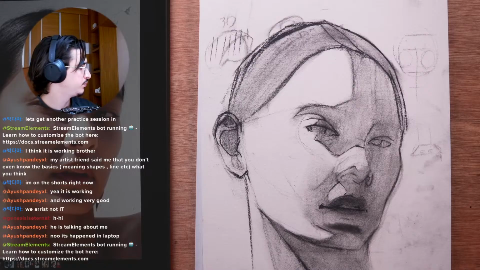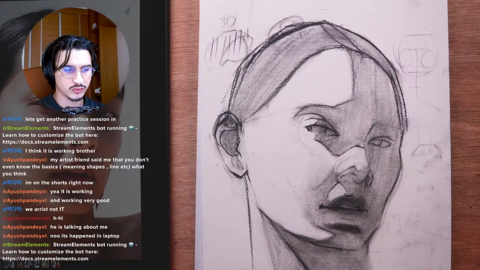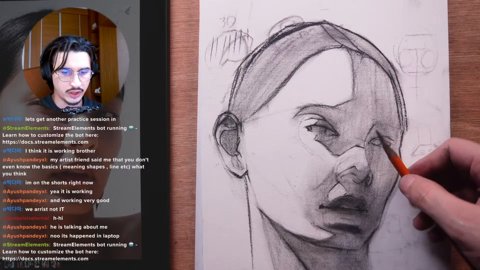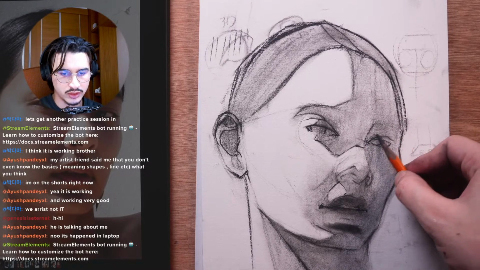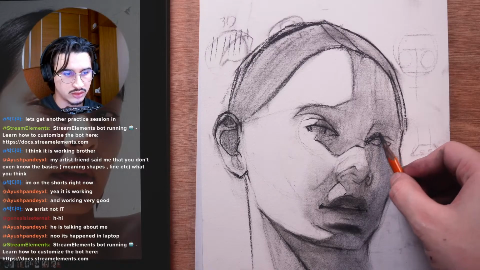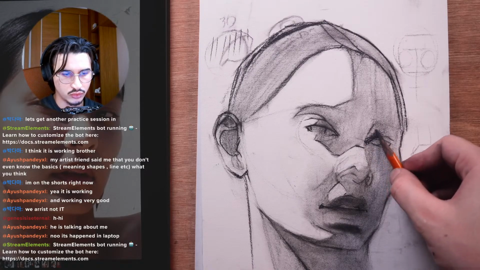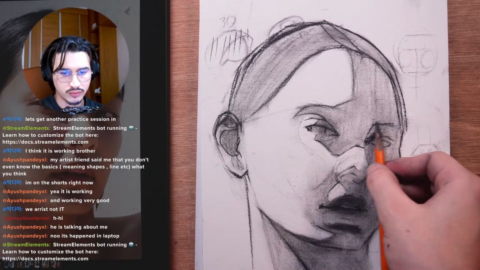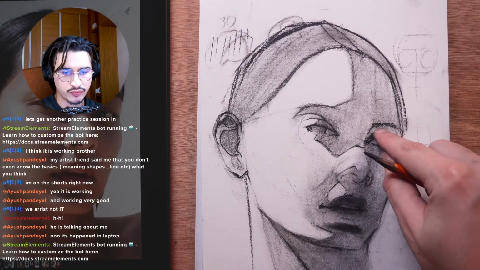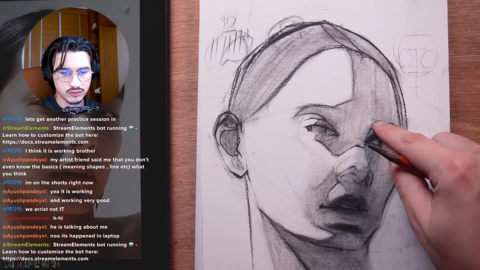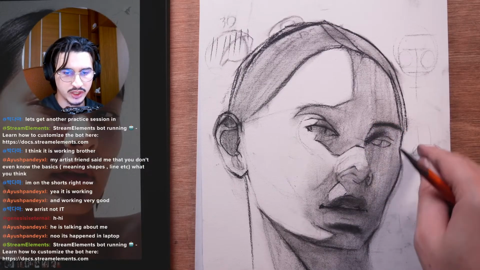Thank you, Siba. Well, I'm still fighting this reference, even though it's hard to draw. I'm still trying to make it work.